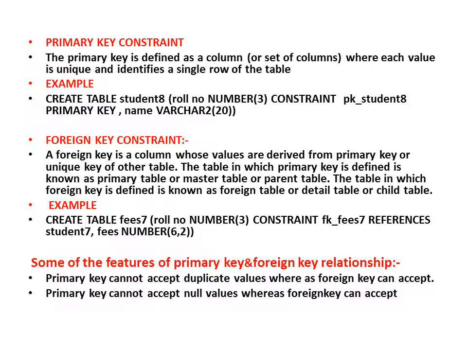Next, primary key constraint. This constraint is defined on a column where each value is unique and identifies a single row of the table. In this example, the roll number is set as primary key constraint.